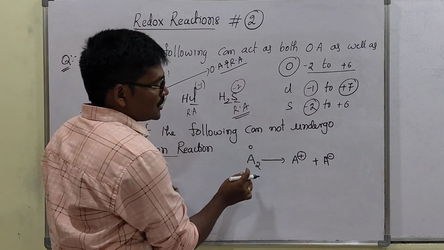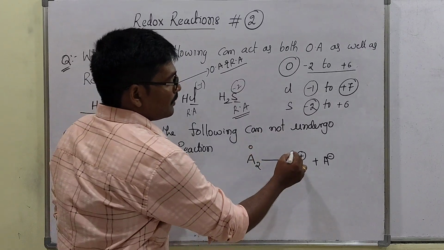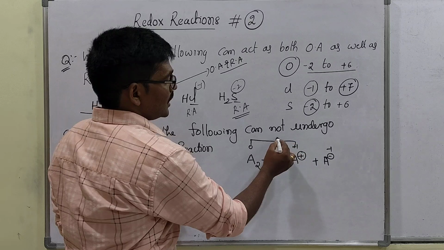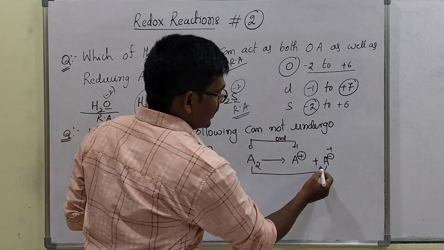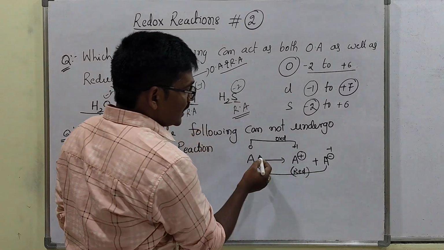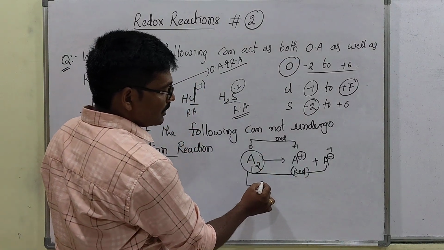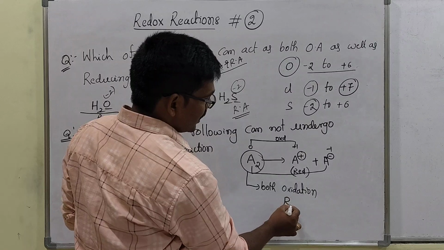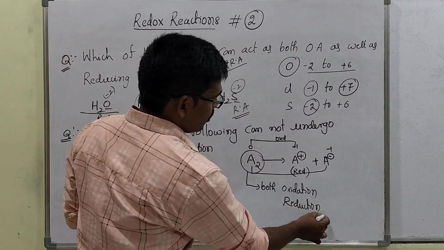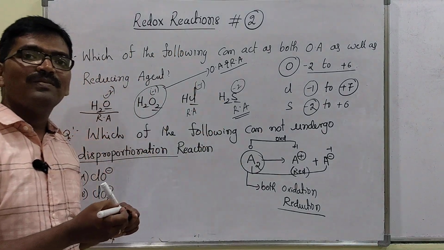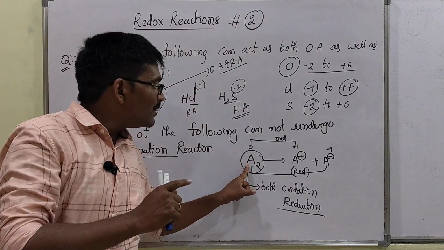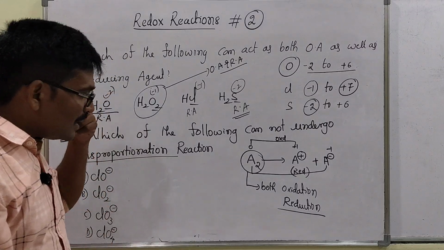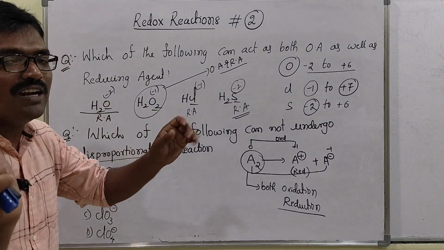Here the oxidation state when it is present in the elemental form is 0. Then here +1 oxidation state. Then here -1 oxidation state. 0 to +1 is oxidation. Then 0 to -1 is reduction. See, in a single element, both oxidation and reduction take place. When oxidation and reduction both happen, we call it a disproportionation reaction. That means one oxidation number should increase and another oxidation number should decrease. Clear? Right. Which element can increase its oxidation number and also decrease it? That is the question actually.